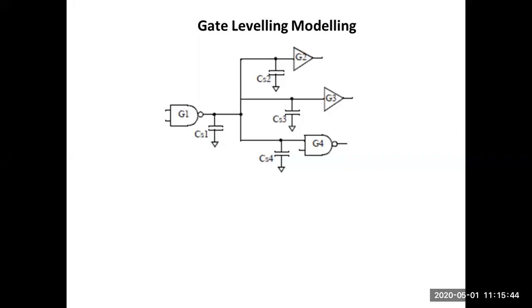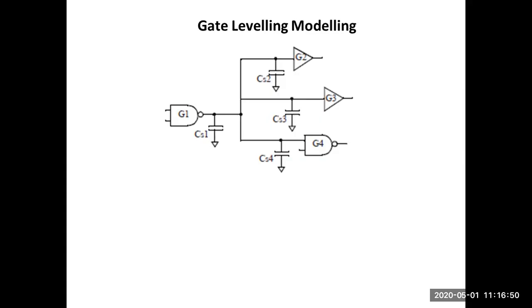So at the output of NAND gate G1 we have CS1, and this output is connected to the further gates G2, G3 and G4. It is clear that CS2, CS3 and CS4 come in parallel to CS1, because the output of G1 is connected to the inputs of these three different gates. All the input capacitances of G2, G3 and G4 come in parallel at the output of G1. So the total capacitance at G1 will be CS1 plus CS2 plus CS3 plus CS4, because all these capacitances are connected to the common output terminal of G1, where CS1 is already connected. This is our real modeling of the gates.